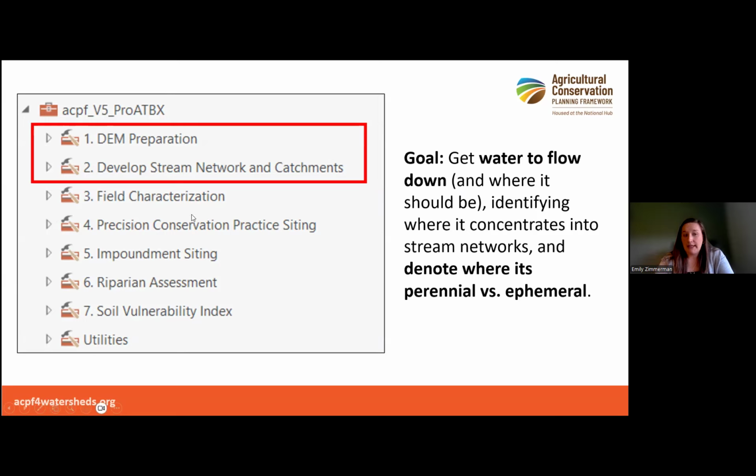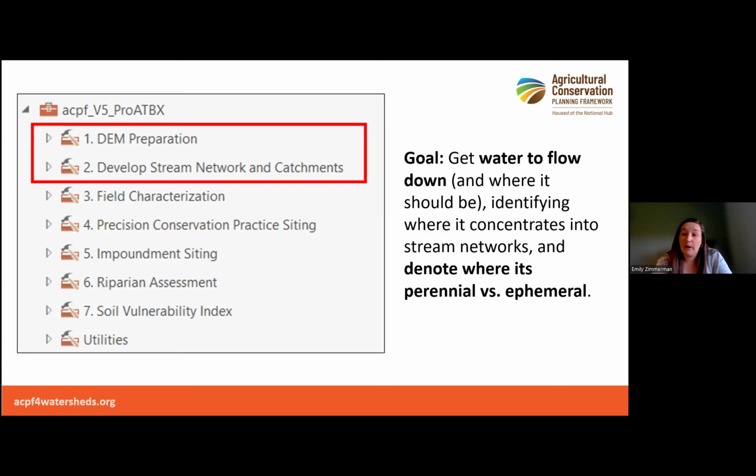So I'm going to start by talking about these first two steps, the digital elevation model or DEM preparation, and then developing the stream network and catchments. And like I just mentioned, the goal of these two steps is to get water to flow down, which maybe for folks who aren't GIS or terrain analysis friendly, that's kind of funny, right? Well, duh, we need to get water to flow down. But it's actually not that easy sometimes. So we're going to talk a little bit about some of the hangups and the hiccups there and what is important to be aware of as either you or a GIS technician you're working with is going through that process.